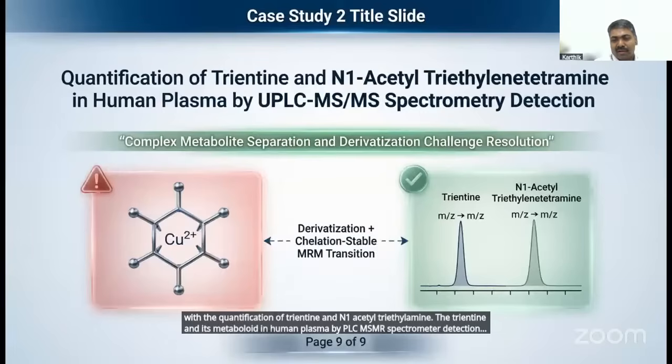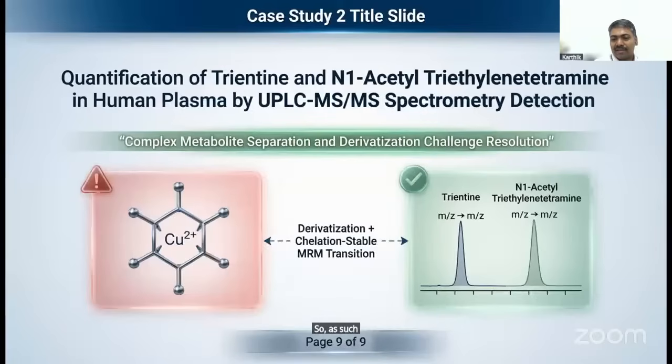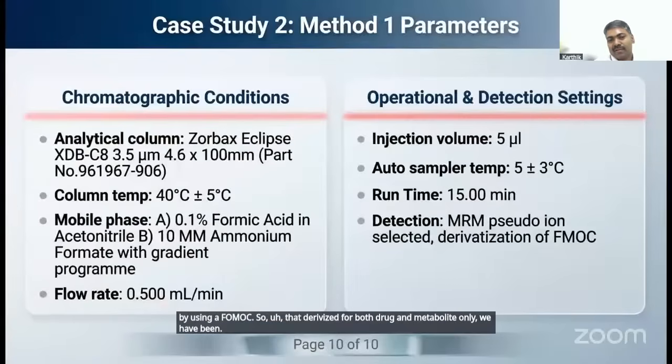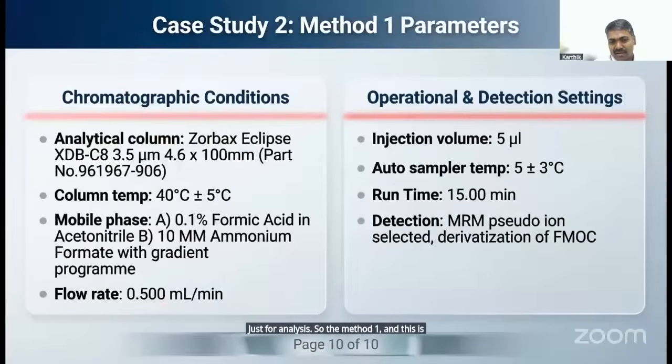So triamterene is usually a low-sensitivity molecule. As such, if you detect it as triamterene itself, we may not get sensitive results. So for that, we have done derivatization using FMOC. That derivatized form, for both the drug and the metabolite, is what we used for analysis. So this is method 1, and this is the condition.